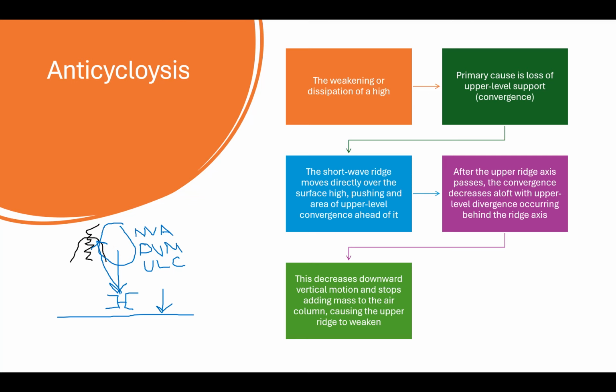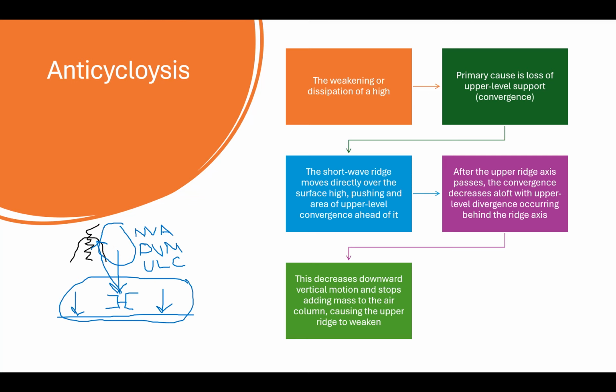So more weight of the atmosphere is pressing down when we have this situation where you have the NVA ahead of the shortwave ridge axis, downward vertical motion, and upper level convergence at the top of the air column. This is a great situation. This is the anticyclogenesis situation, okay?